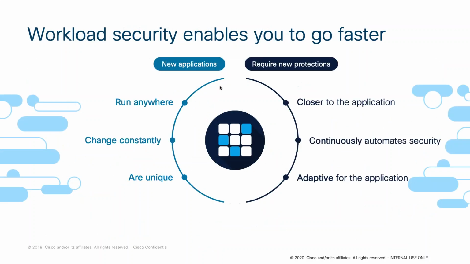So to address some of these challenges, for applications that run anywhere, we need to get closer to the application. For applications that change constantly, we need to significantly focus on automating security, right? And that context information is very, very helpful in that context. And for applications that are unique, while workloads are designed to do the same thing over and over again, they are very diverse. End users are unpredictable, but they also generally do the same thing all the time.